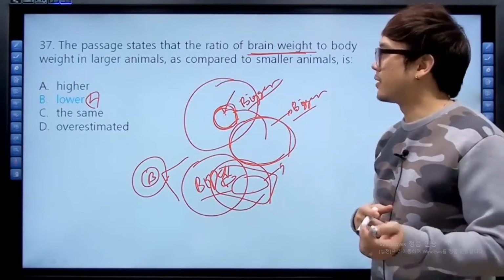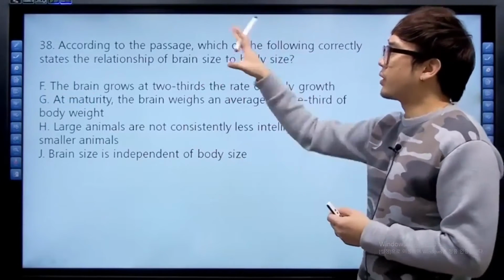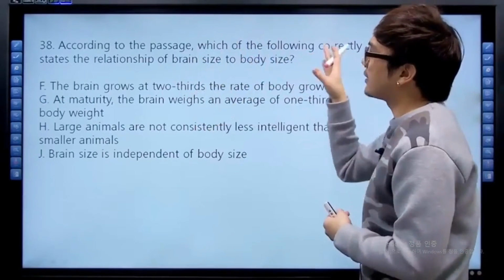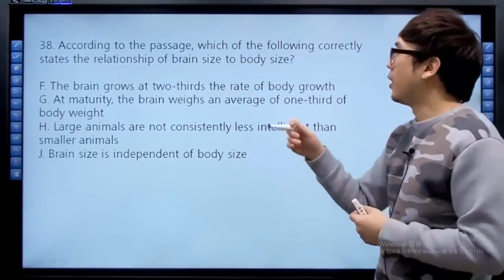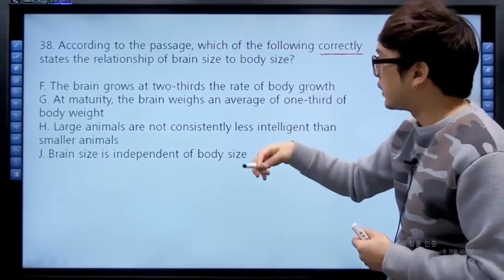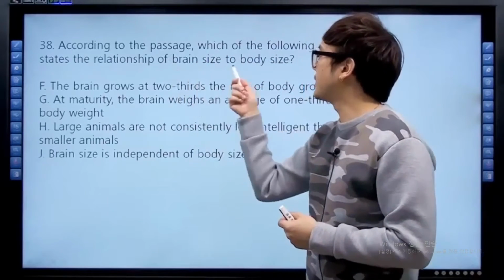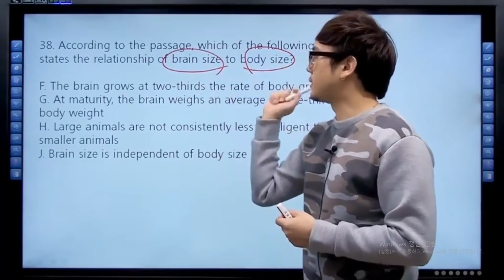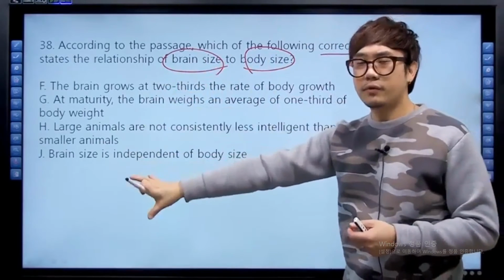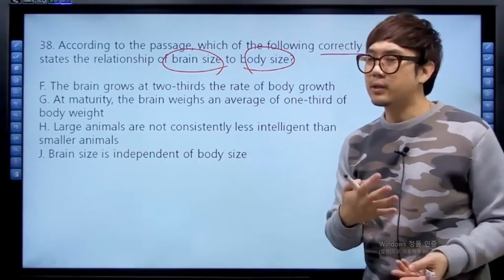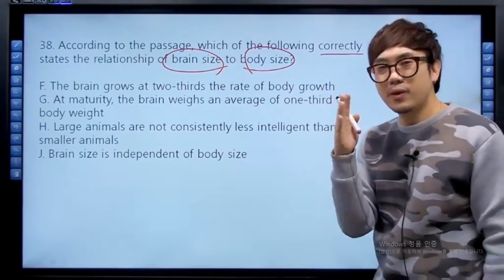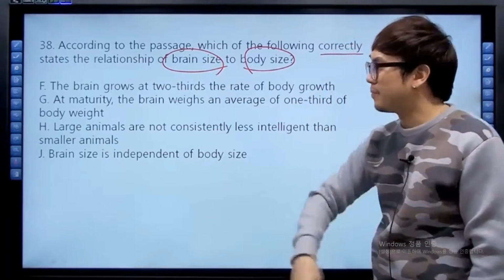Okay, so let's move on to the next question, 38. According to the passage, which of the following correctly states the relationship of brain size to body size? Again, the same thing. Let's read the questions first because we think that we already know this. Because you've read this, I'm pretty sure you have a good idea of what the answer should be. Let's take a look at F.